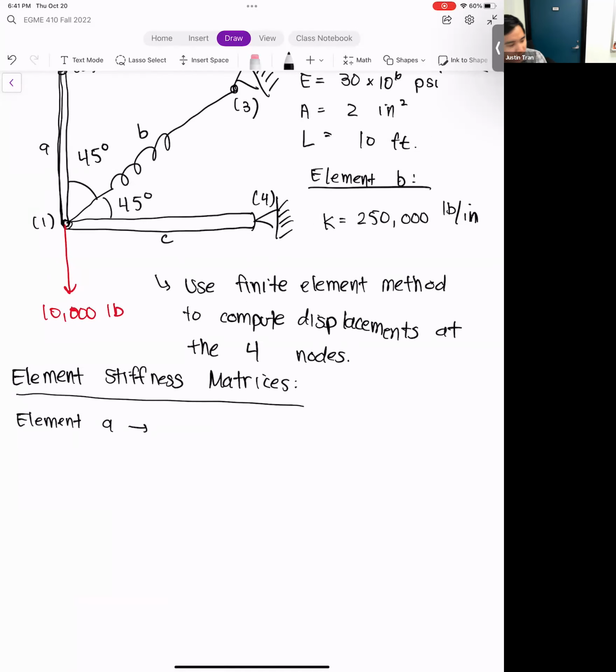The first thing we need to determine for element A is its angle. You have to be a little bit careful here because the angle that we put in is with respect to the positive x-axis.